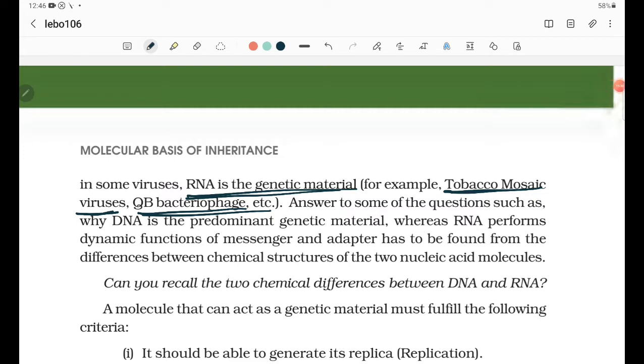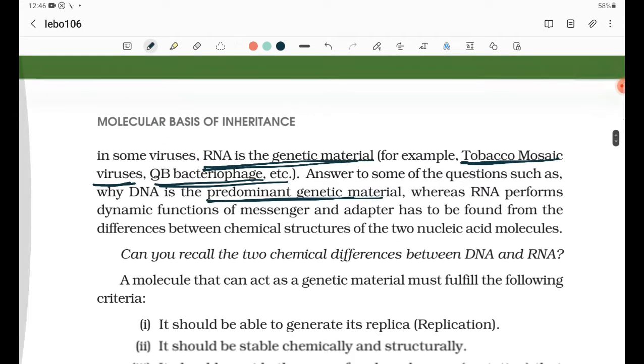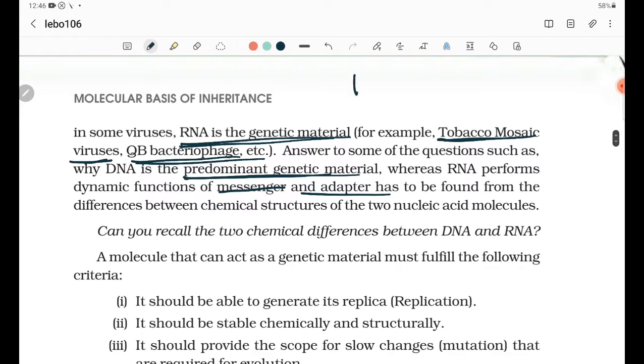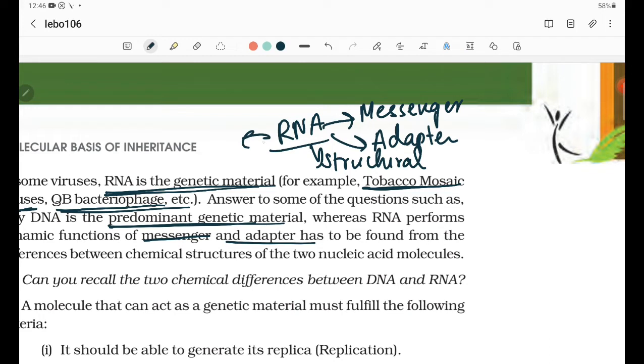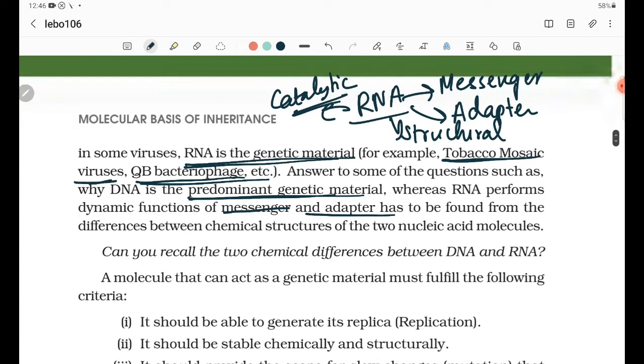So, the answer to such questions as why DNA is the predominant genetic material, whereas RNA performs the dynamic function of messenger and adapter. See, RNA has various functions, I have told. The main function is messenger, but along with this it has functions like adapter molecule, structural molecule, and another function, what is the name? Structural, adapter and catalytic molecule. Okay, so there are so many functions of RNA.